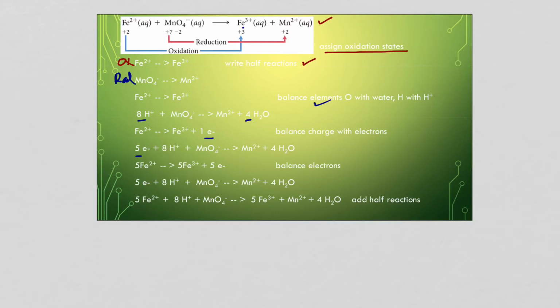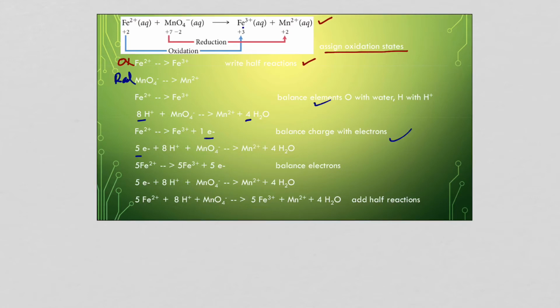So if we look at this, we have 5 negatives here, 1 negative here, so that's 6 negatives, 8 positives, so we have an overall 2 positive charge on this side, and an overall 2 positive charge on the product side. So now we've balanced both half reactions by charge.